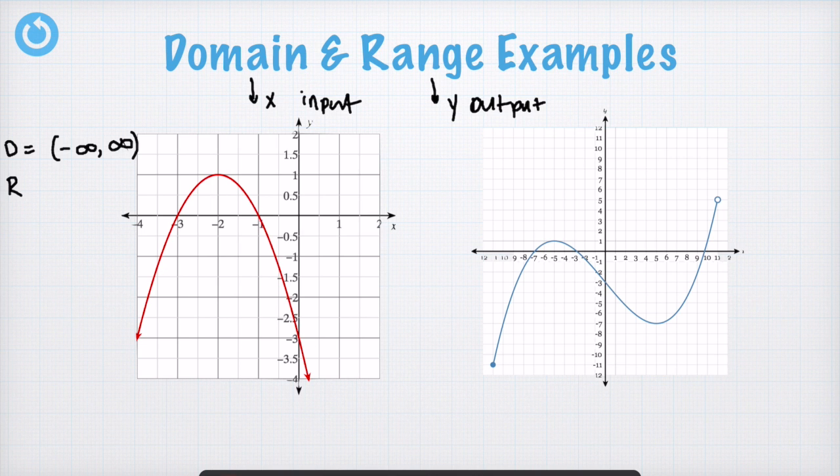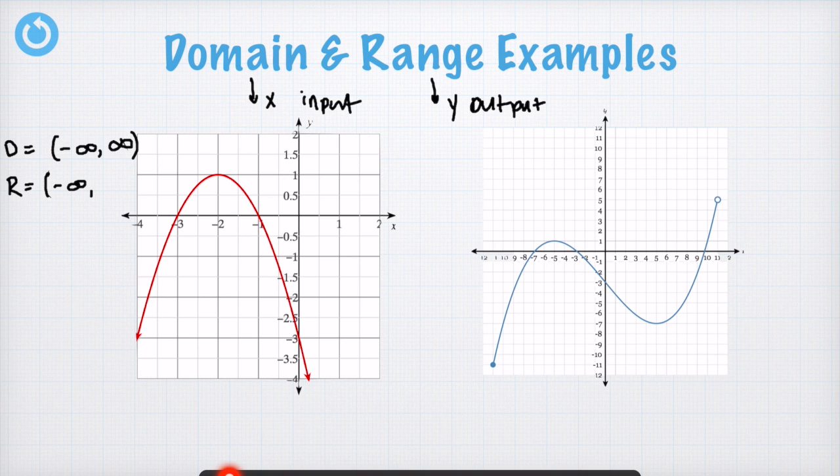And our range, that's going to be our output of our y. We're going to look at our y value here, our y-axis. We're going to keep going, and we're going to get smaller and smaller and smaller all the way down to negative infinity. So the smallest number that we can get down to is negative infinity.